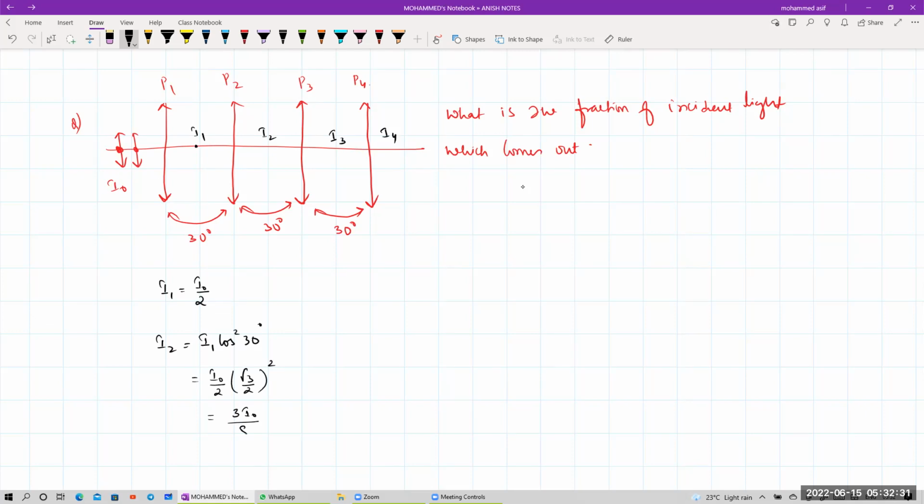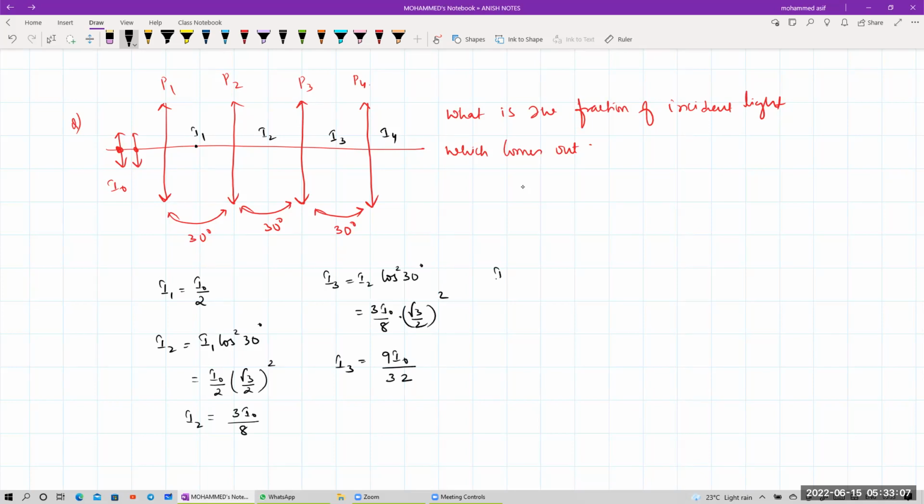So this will be the value of your I2. Then the I3 value will be equal to your I2 into cos square 30 degrees. I2 value is 3 times I0 divided by 8, into root 3 by 2 whole square. Root 3 whole square means 3, and 3 3s are 9. So it is 9 times I0 divided by 2 square is 4, 4 8s are 32. This will be your I3.